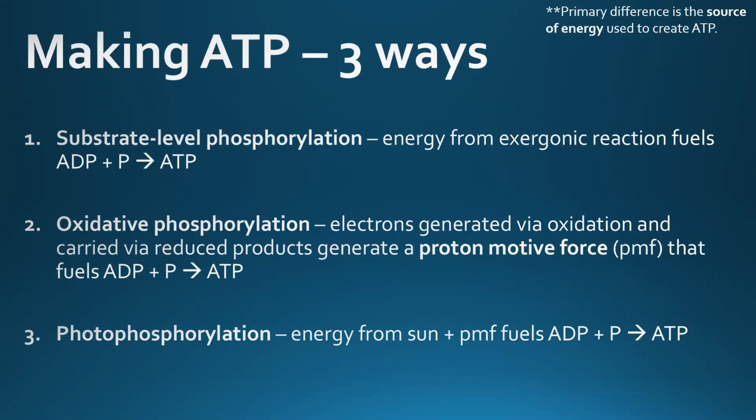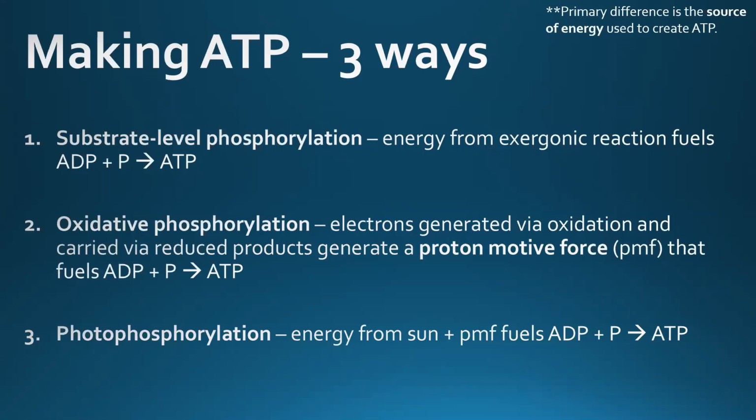The electrons are going to be generated via the oxidation, and basically you're going to create a proton motive force, which is going to want to cross the membrane, the protons. So the proton motive force basically is going to power the ATP synthase molecule that is embedded in the membrane and cause the phosphate and the ADP molecule to come together to produce ATP.